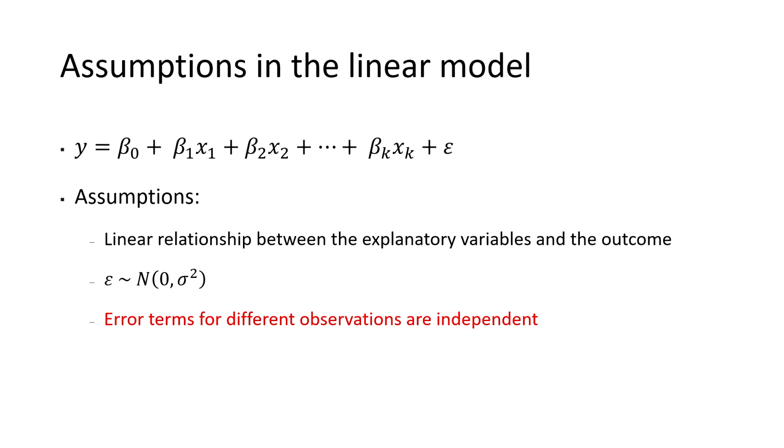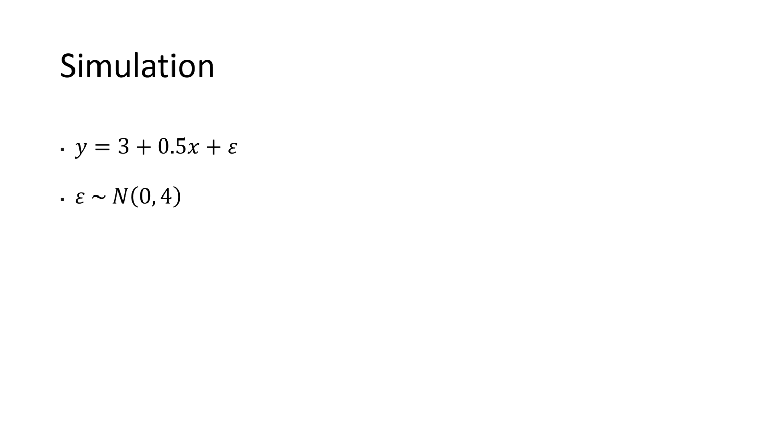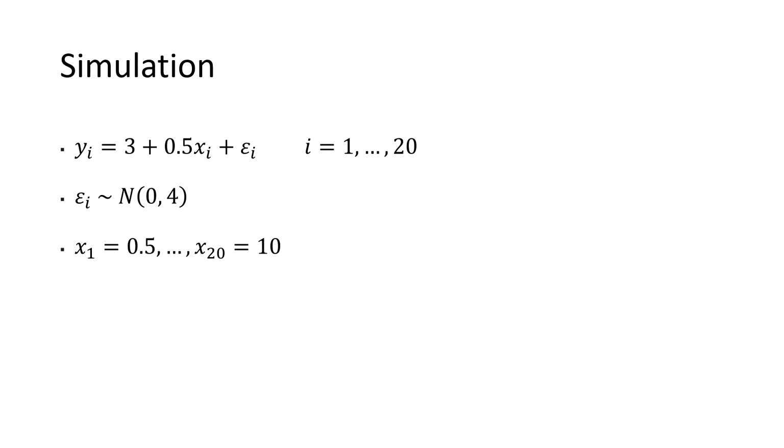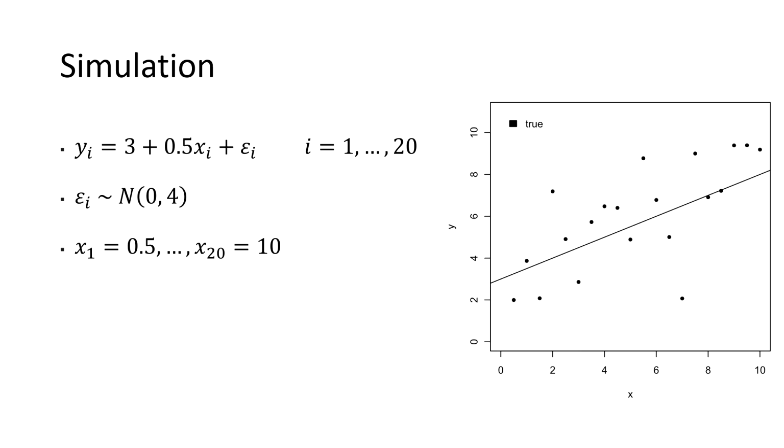Let's now investigate the distribution of the least squares estimates under these assumptions by repeatedly simulating data according to a linear model. More specifically, we will consider the linear model y equals 3 plus 0.5x plus epsilon, where epsilon is normally distributed with mean 0 and variance 4. Furthermore, we will look at 20 evenly spread x values between 0.5 and 10.